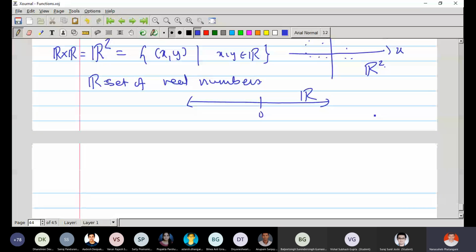Suppose I have 5 elephants and 100 trees. Can I define a function from the set of 5 elephants to the set of 100 trees? Yes. I will map the first elephant to this particular tree, and the second elephant to some particular tree. No problem. Whatever sets you have, you can always define a function. Whether it is a one-one function or onto function, that is a different story.